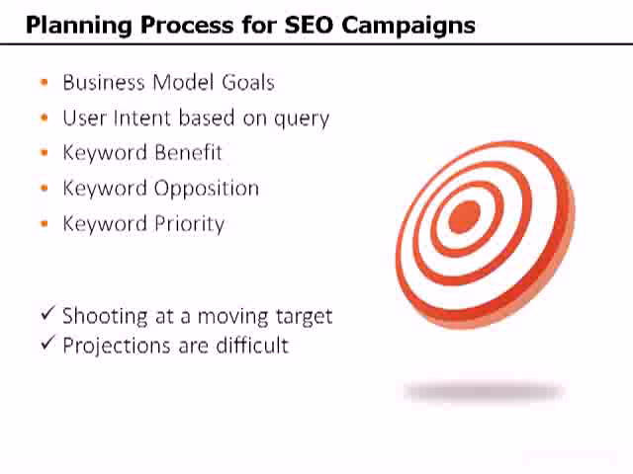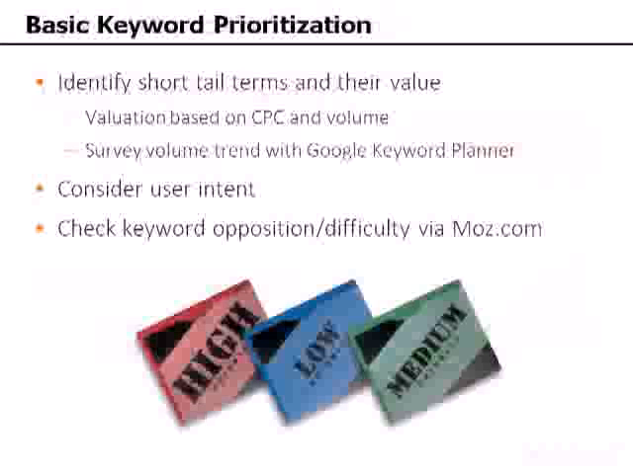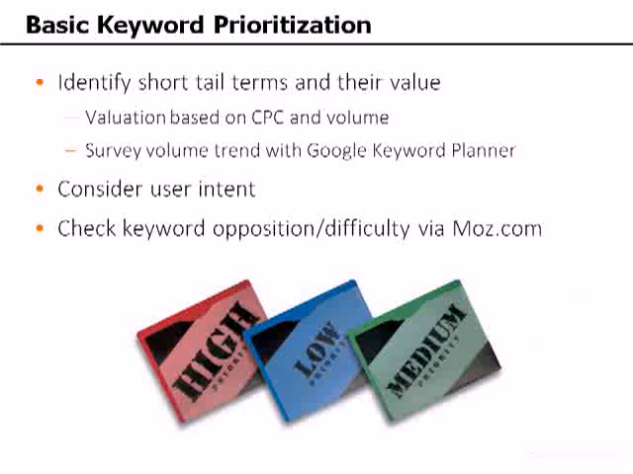And we need to understand all these things as we go into this process of keyword opposition to benefit analysis, which is essentially a cost-benefit analysis of how much benefit there is in generating the new business from ranking number one for a search result versus what is the competition or opposition in the search results, and what have they done to maintain those positions, and what can we do to match that sort of thing. So in most basic form, we're going to do some KOB analysis for keyword prioritization.